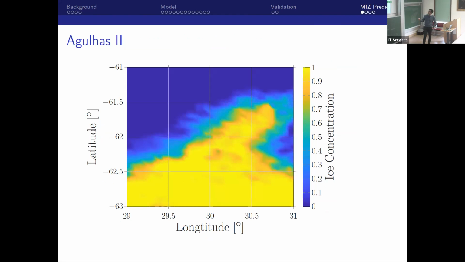Okay, so we had our ice concentration. This is what the South African Agulhas II observed, that Alberta was talking about, on its 2017 July voyage into the winter Antarctic marginal ice zone. So it traveled down south along this path and looped back around on itself here.